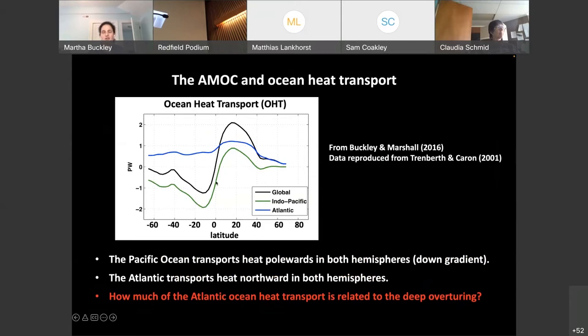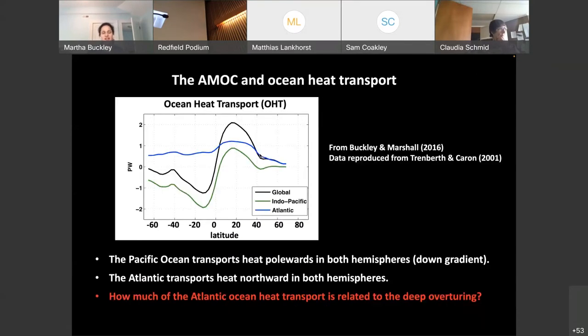Basically, that's due to the gyres and the subtropical overturning circulations, transporting heat from warm to cold, as you might expect. In contrast, the Atlantic transports heat northward in both hemispheres due to this deep overturning circulation. Well, actually, Tom Rossby says we should refer to it as mid-depth. So I'm trying to do that, but sometimes failing.